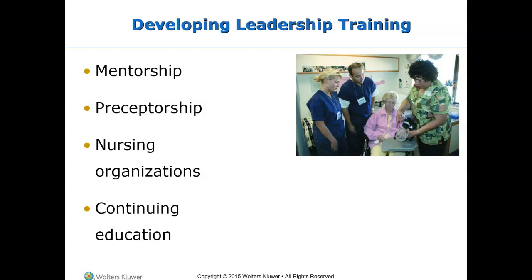Many professional organizations recognize the need to develop nurse leaders, and many of them have educational programs offered or opportunities to gain experience in leadership. Continuing education courses can also be geared toward developing leadership knowledge, and it's even easier now to obtain these courses because a lot of them are on the internet.